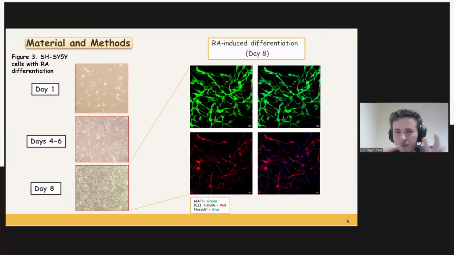The retinoic acid differentiated SY5Y cells. And how do we do that? We culture these cells with retinoic acid for 8 days until we get differentiated SY5Y cells. You can see on the right side that on the 8th day they were differentiated because they express immunohistochemistry markers for mature neuronal cells.